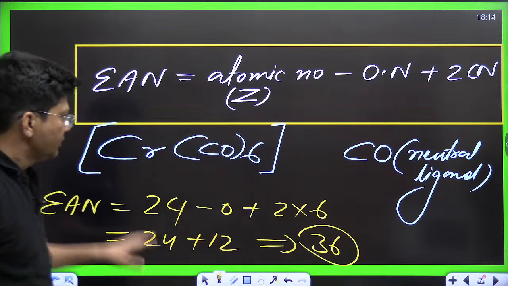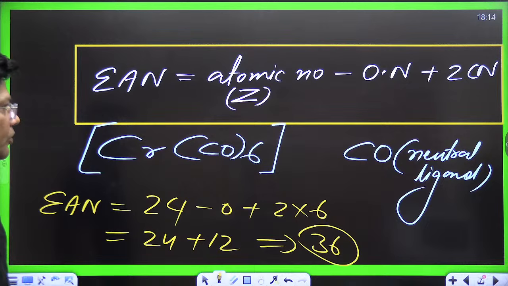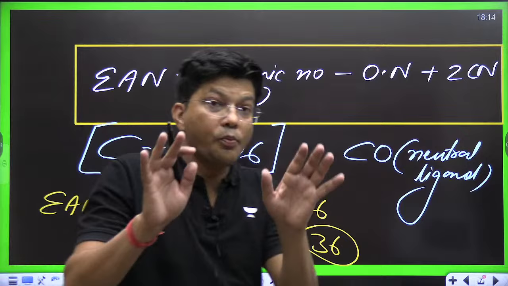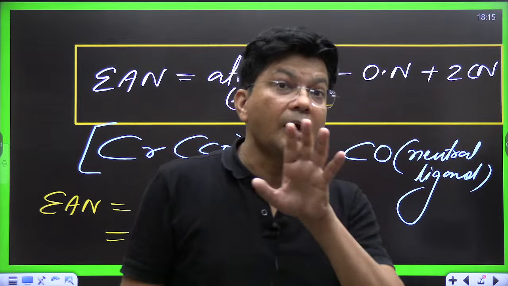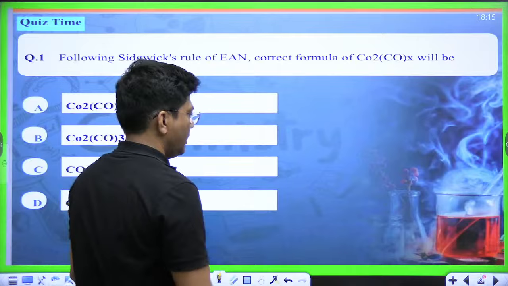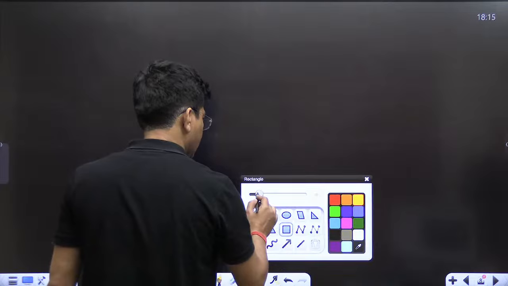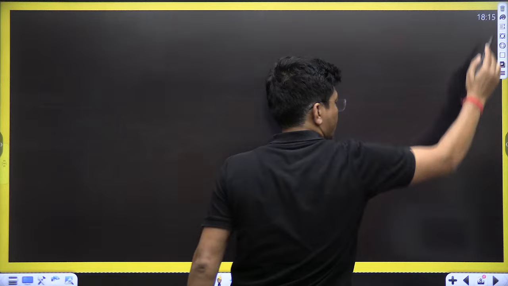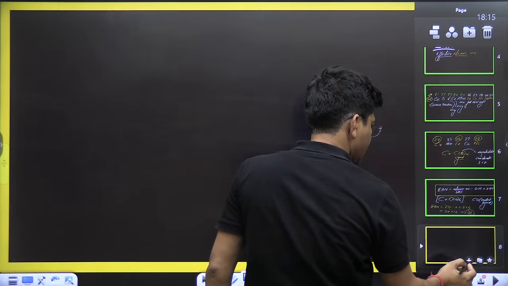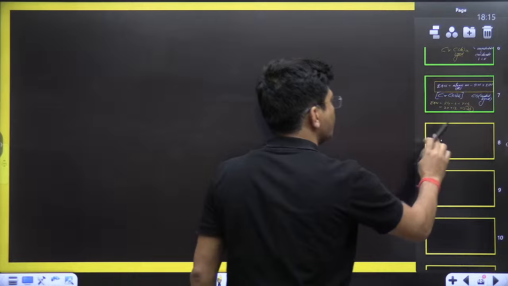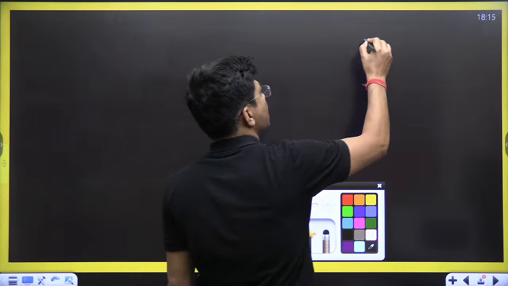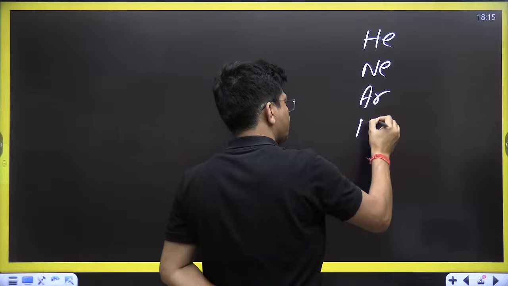Just see to it. Everyone, can you see? Are you able to understand? 36. Now see, this compound is stable. Why is this compound stable? First of all, let me tell you, if anyone's atomic number comes equal to the noble gas configuration. What is this noble gas configuration? Helium, neon, argon, krypton, xenon, radon.